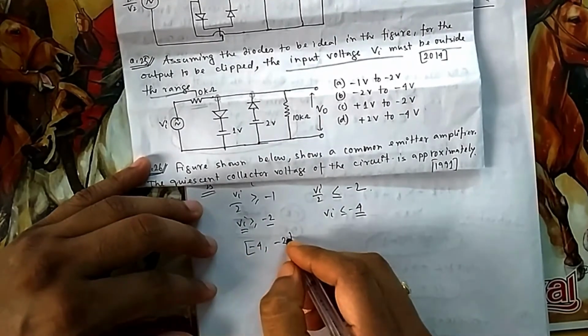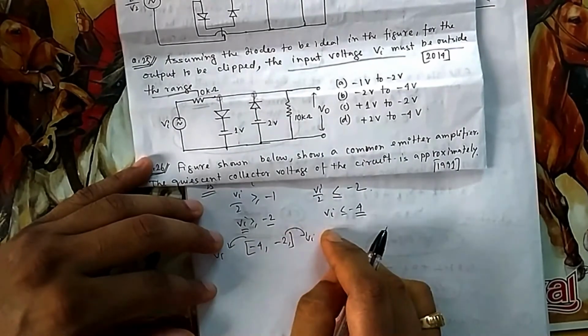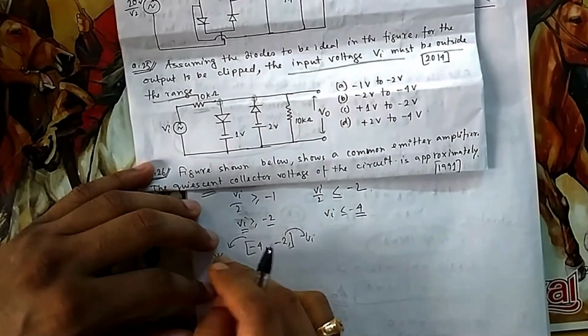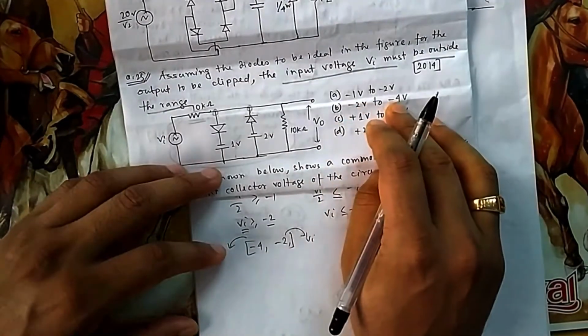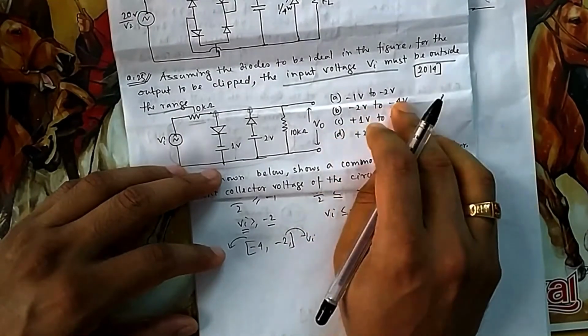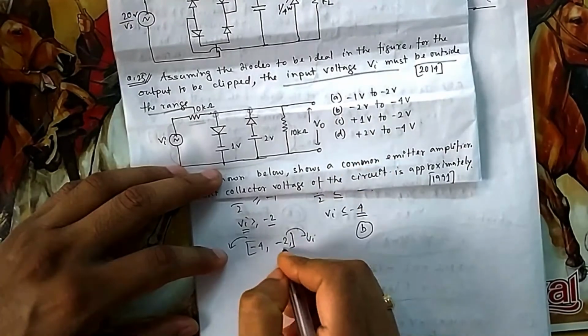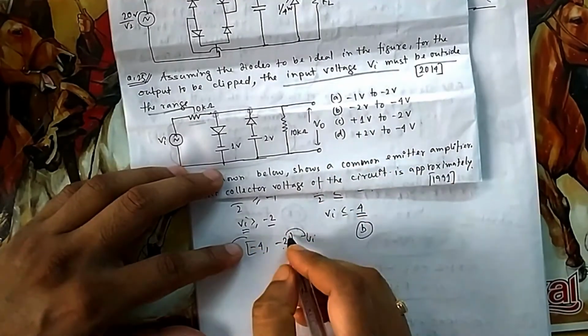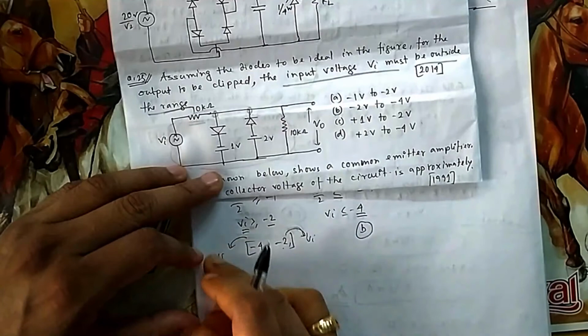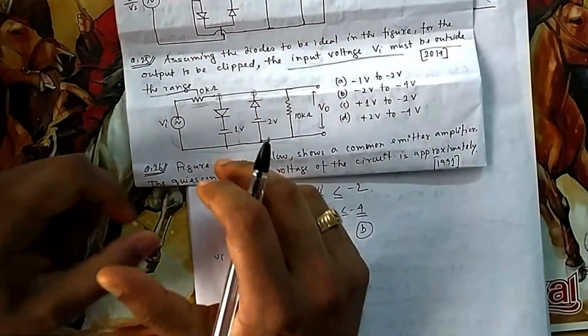So my Vi should be outside this, here and here. It should be greater than minus 2, less than minus 4. So it should be outside this range, minus 2 to minus 4. It should be minus 4 to minus 2, because smaller to higher we generally write, there is no issue. They have written from minus 2 to minus 4. Out of this it should be Vi, because Vi should be greater than minus 2 and less than minus 4. We have seen here. So this is a different way of twisting the clipper circuit.